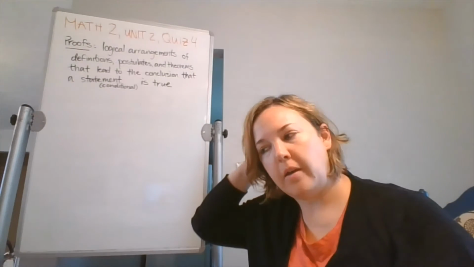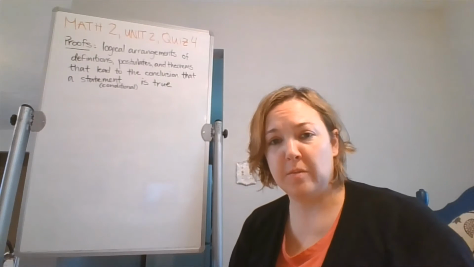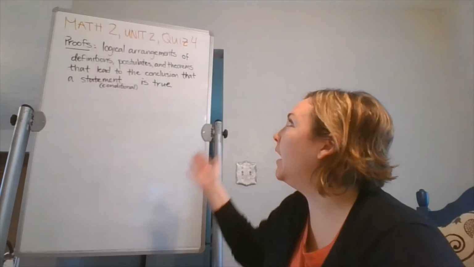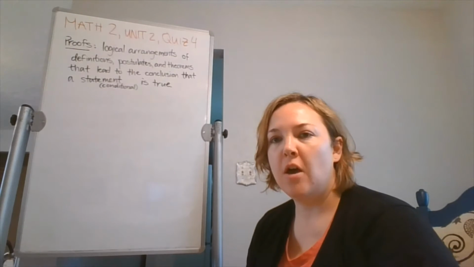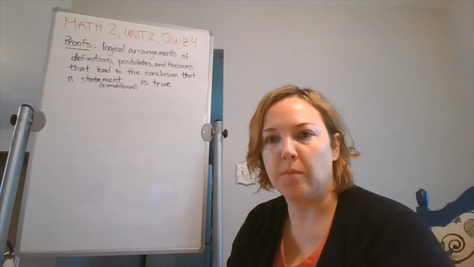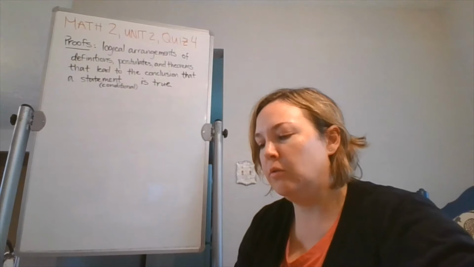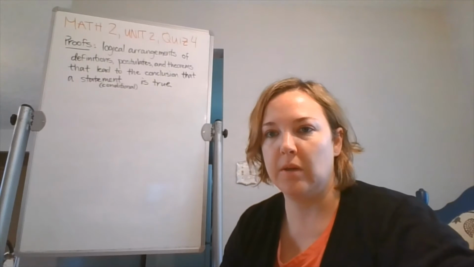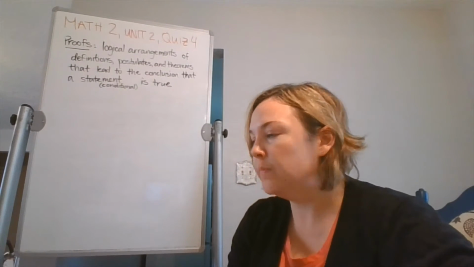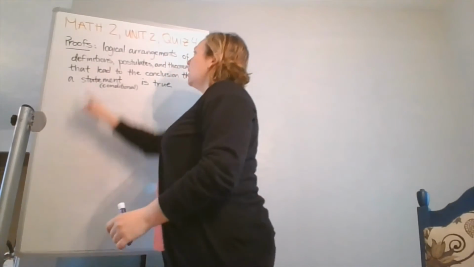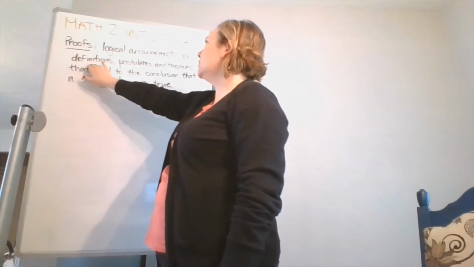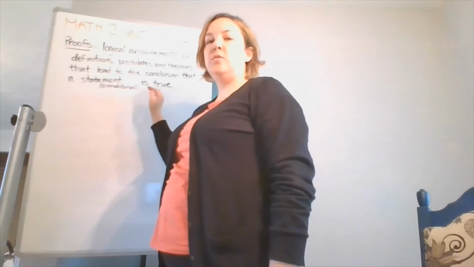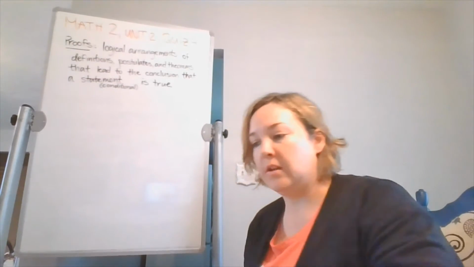Okay, so I realized that here we are talking about corollaries, theorems, and all of this for proofs, and we haven't even defined what a proof is. So a proof is a logical arrangement of definitions, postulates, and previous theorems that have already been proven, so that you can come to the conclusion that your statement, which in our case is most often, at least in this unit, a conditional statement, is true. So you're going to use your ideas or your rules, which are your definitions, and other rules like postulates and theorems to determine that your statement is true.